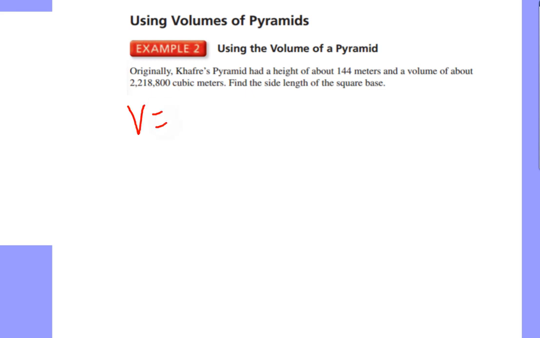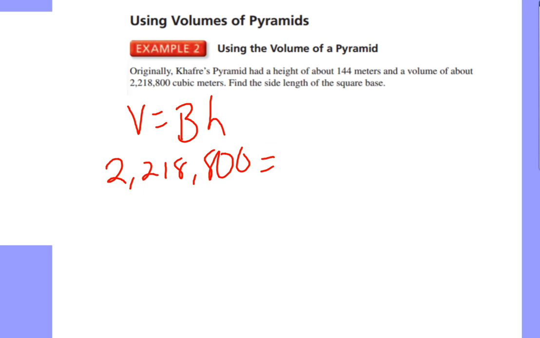Remember, volume equals 1/3 times big B times H. The volume here was 2,218,800, and that is equal to 1/3 times big B times H. I'm going to make big B S squared here, because if it's a square, it's just side times side, and the height is 144.